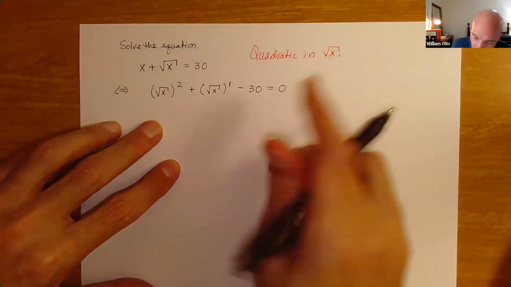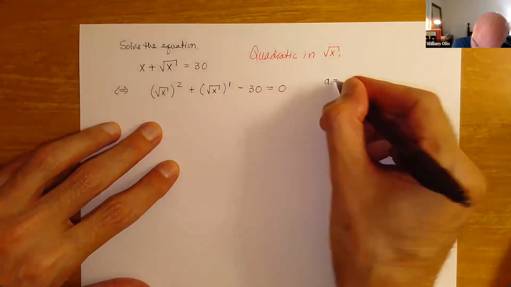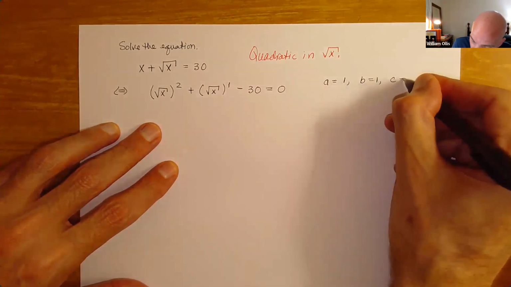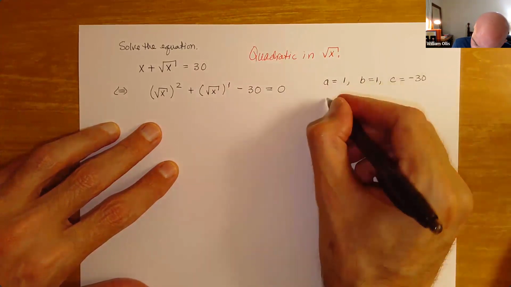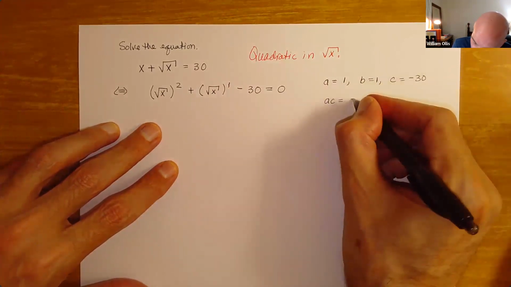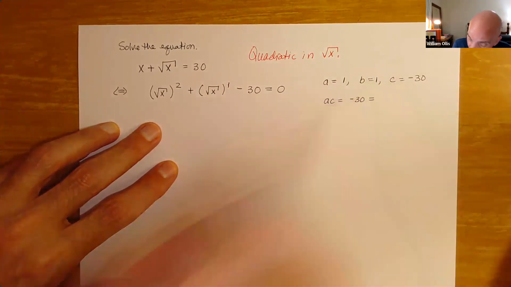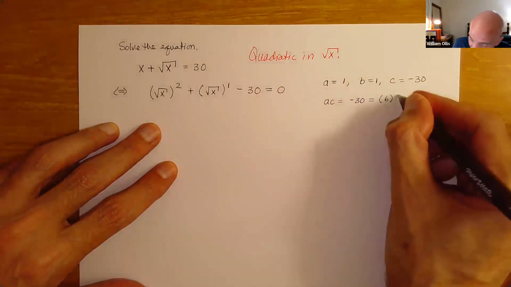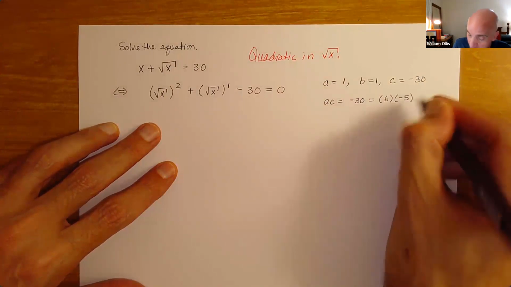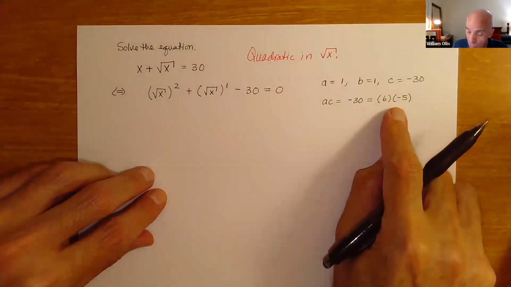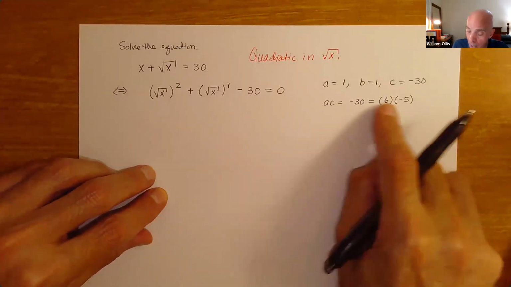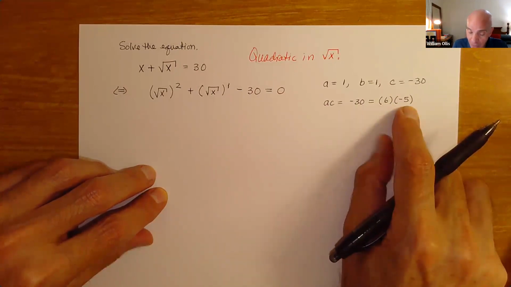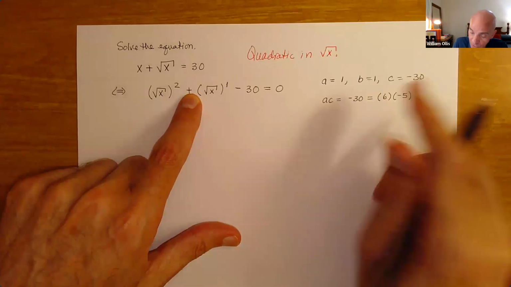But notice here we have A equals 1, B equals 1, and C equals -30. Again, AC is just -30. So now, of course, we just want the 1, so we'll keep up with the 6 and the -5. Again, a very simple factorization with simple numbers. -30 is just 6 times -5. And of course, the sum of these two numbers gives us the 1.